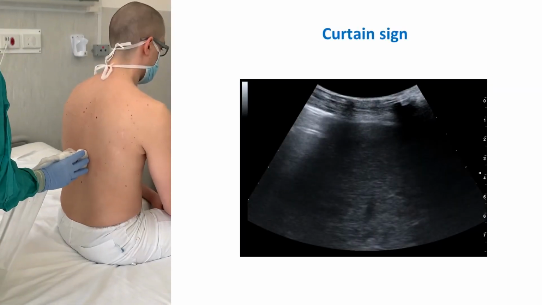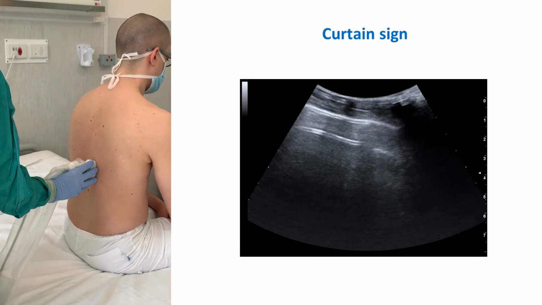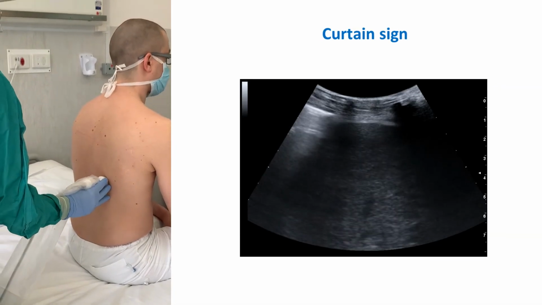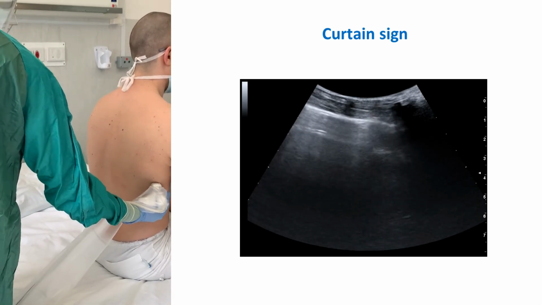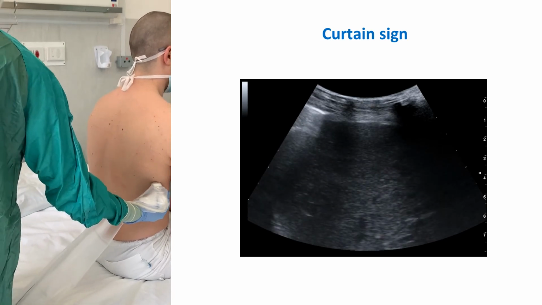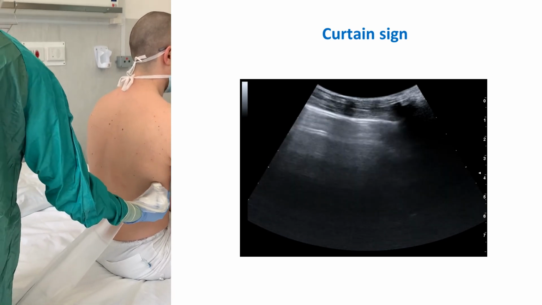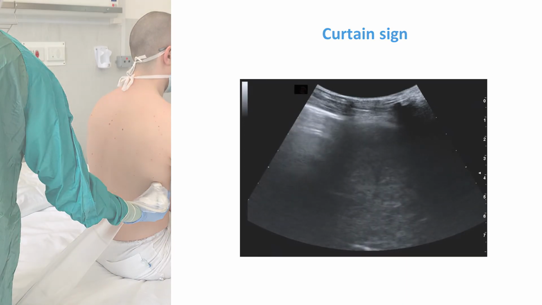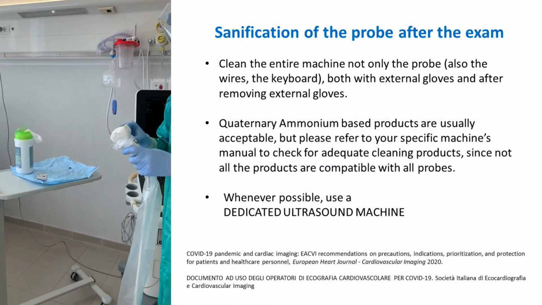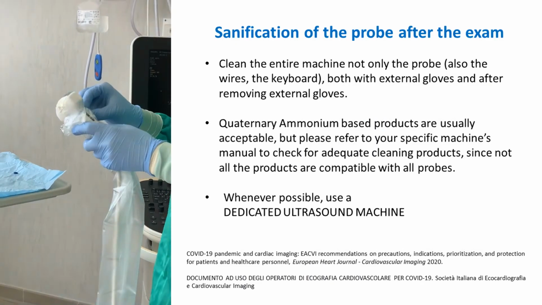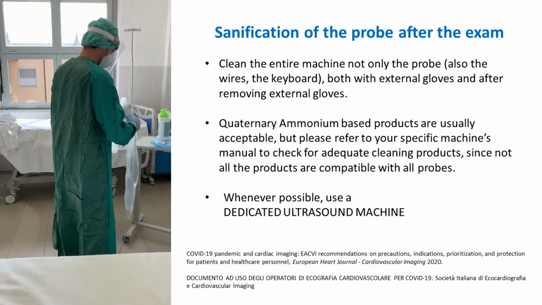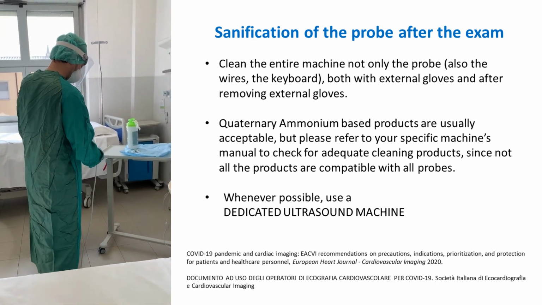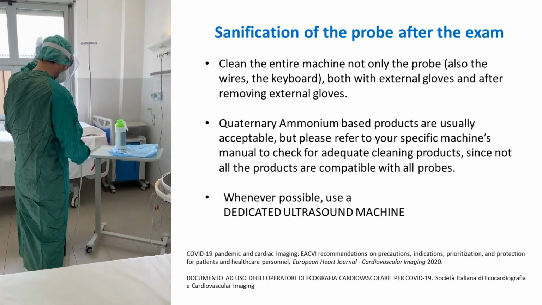At the lung base, we should visualize the so-called curtain sign, that is the interface between the lung and the liver or spleen, where we may also find a possible pleural effusion. When the exam is finished, both the probe and the machine should be properly cleaned. The cover should be removed and discarded.